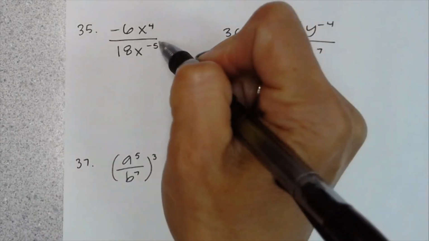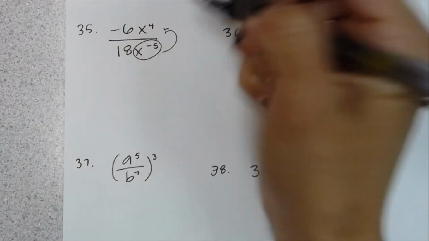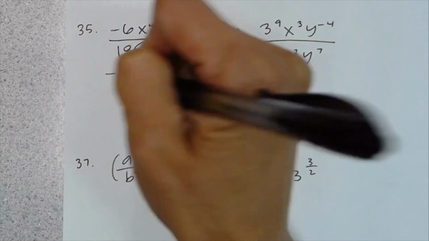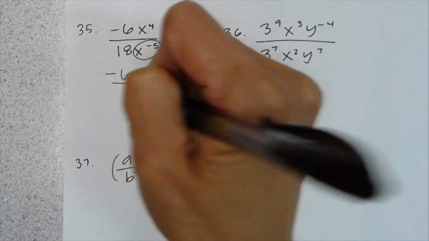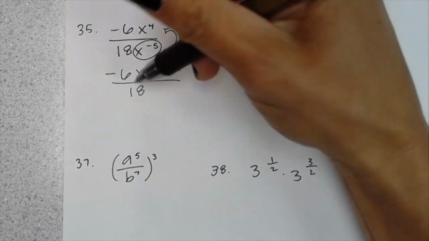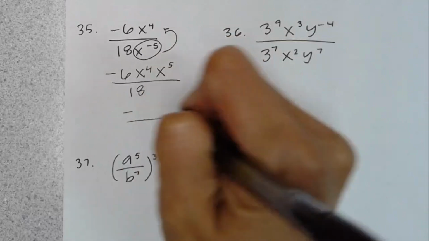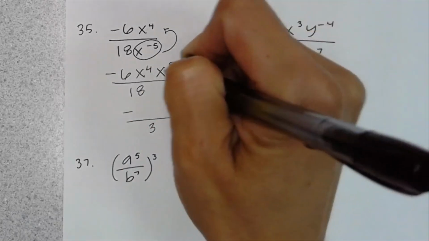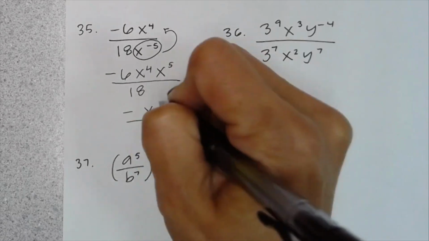For 35, I'm going to circle this x to the -5. The power is negative, so we're going to move it to the top. So you have -6, x to the 4th, x to the 5th, all over 18. So the 6 and 18 reduce. You just get 3 in the denominator, and then x to the 4th, x to the 5th, we're going to add exponents, so we get x to the 9th.